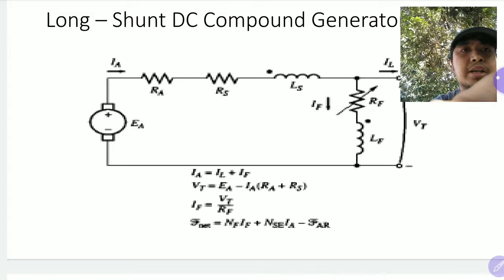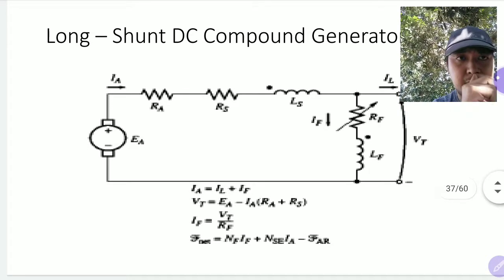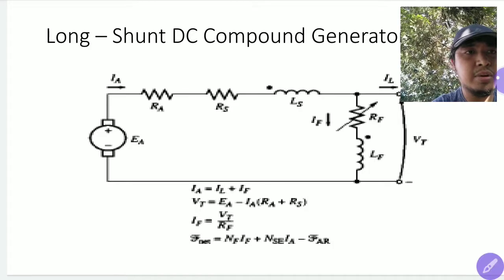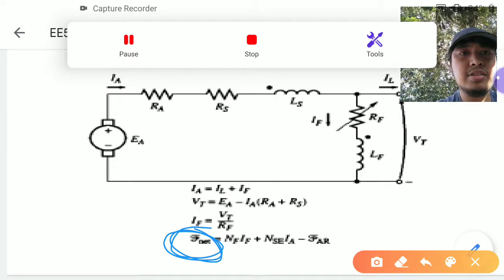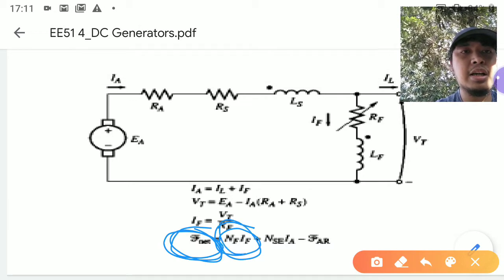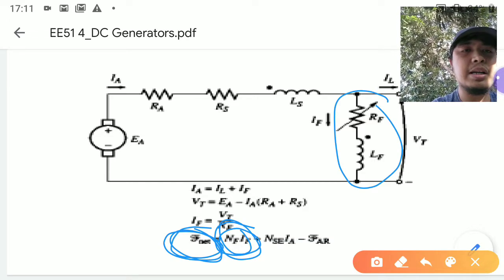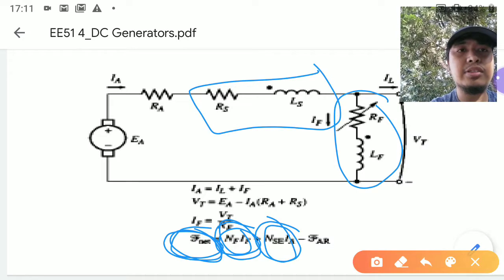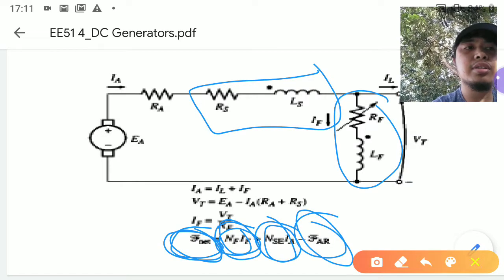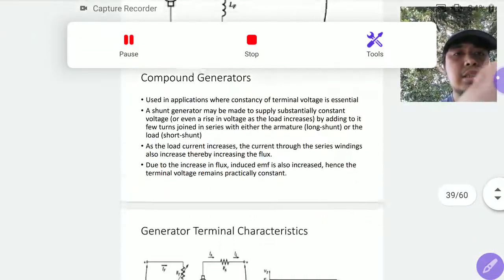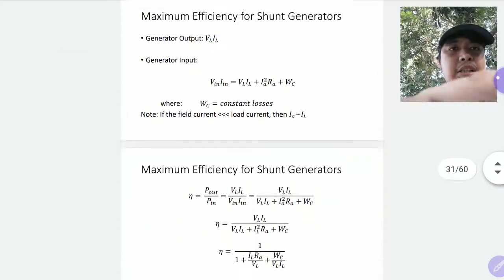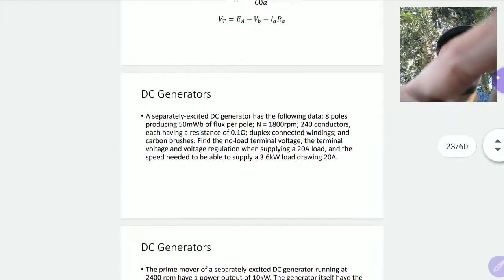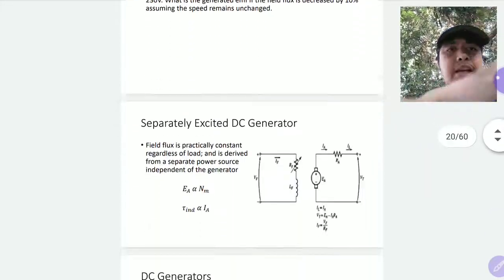You may also want to take note of the working equations here. For a long shunt, I guess the more important one is that your net MMF is your MMF on the shunt field and your MMF on the series field minus your armature reaction. So that's it. I guess I'll upload another video for the examples of this, for the different types of DC generators.